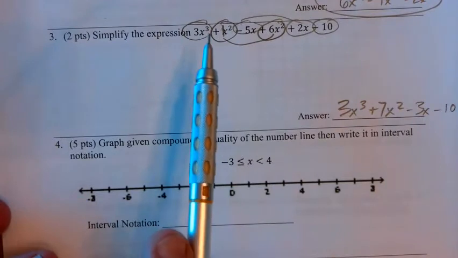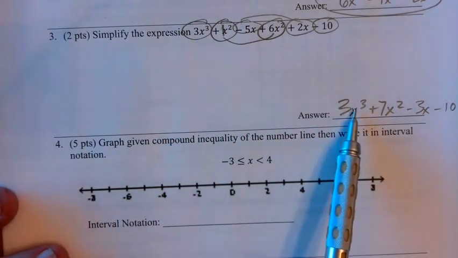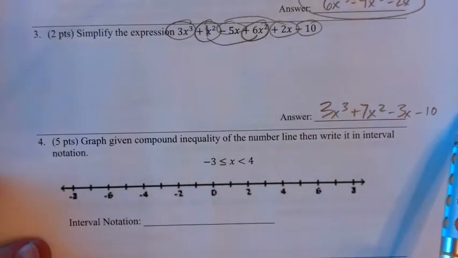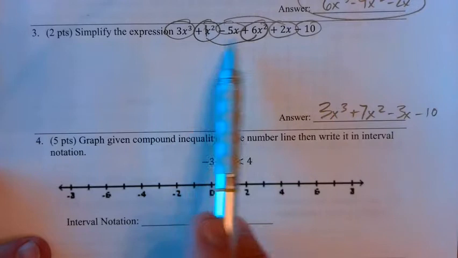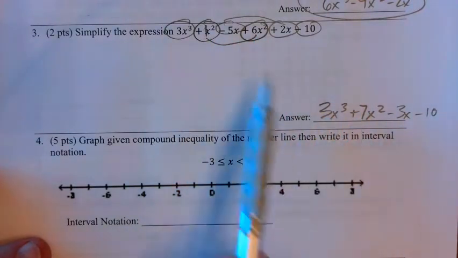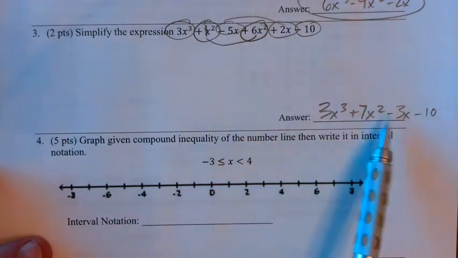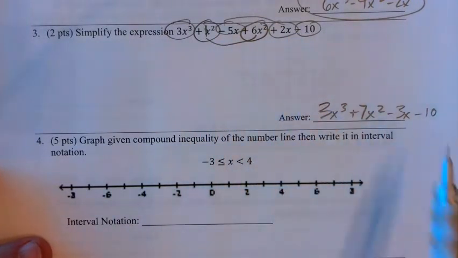So I just went through here and I had the 3x cubed. That was the highest power I saw, so I put it first. It was also all by itself. Didn't have any other like terms. The x squared and the 6x squared were like terms, so 1 plus 6 made 7. Here the negative 5x and 2x were like terms, so negative 5 plus 2 makes negative 3. And the negative 10 just drops right there.